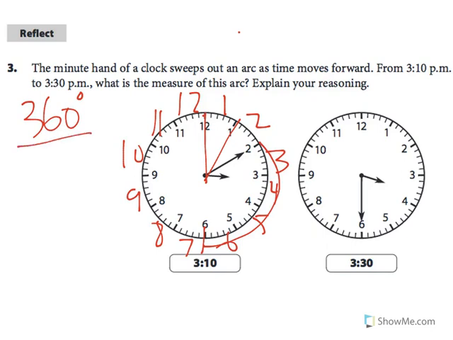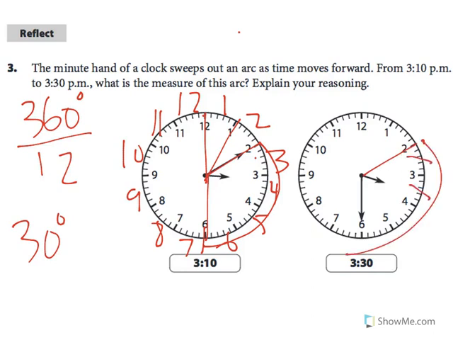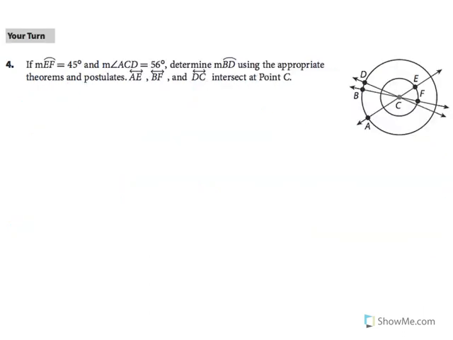Okay, so then we can find out the degree for each of these sectors. So we take 360 divided by 12. So each of these is 30 degrees. So from here to here, we're looking for this arc here. So there's 1, 2, 3, 4. So there's 4 sections. We take 30 degrees times 4. So then it's 120 degrees. Right. Okay. So now your turn.